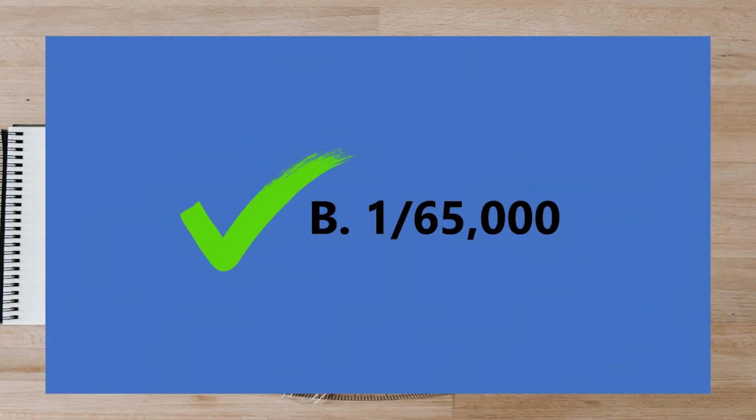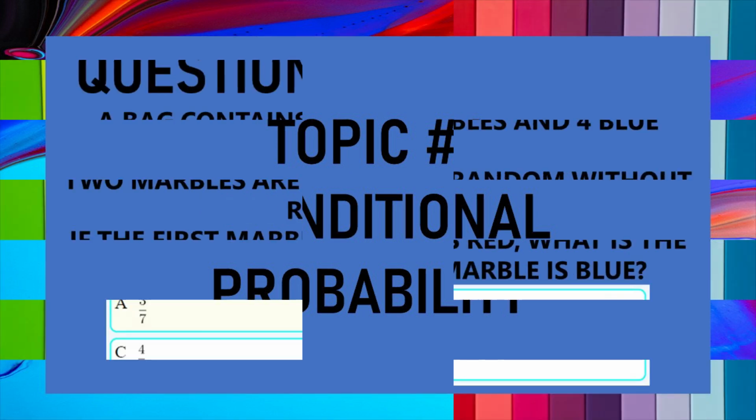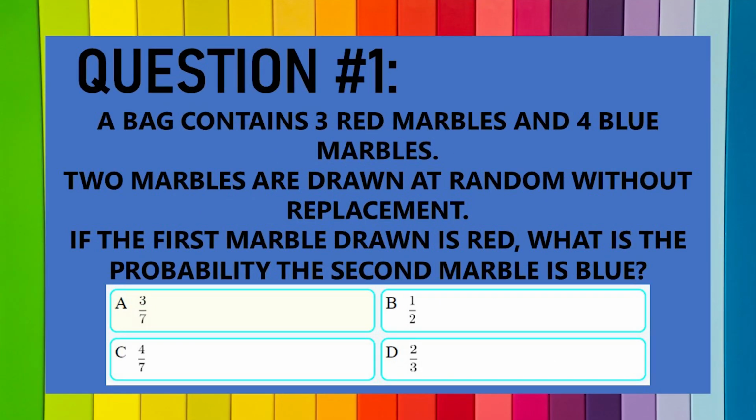And the correct answer is letter B, 1 over 65,000. Topic number 6. Conditional probability. Question number 1. A bag contains 3 red marbles and 4 blue marbles. 2 marbles are drawn at random without replacement. If the first marble drawn is red, what is the probability the second marble is blue?